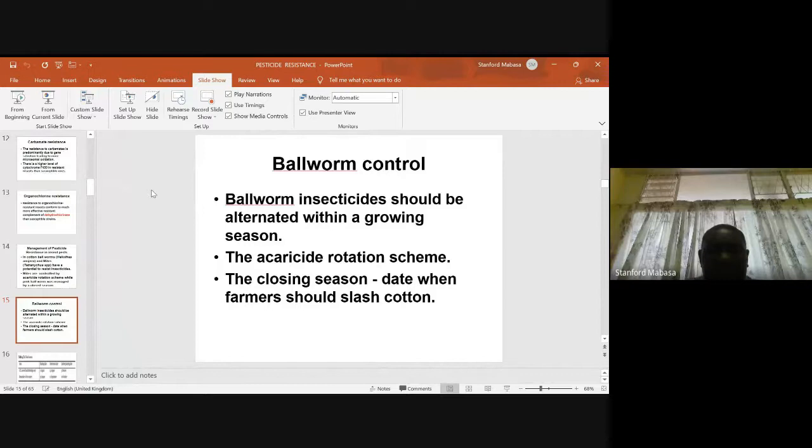So, on the bollworm control, we have got bollworm insecticides, which should be alternated within a growing season, just to avoid resistance. There's also the acaricide rotation scheme. There's also the closed season, the date when farmers should slash cotton. This is again done so that we avoid resistance.